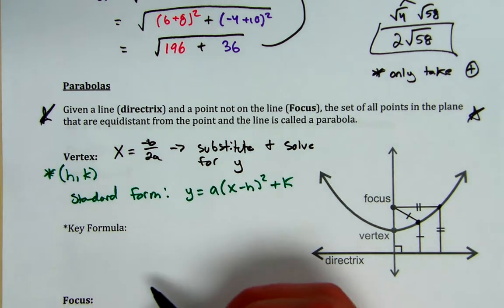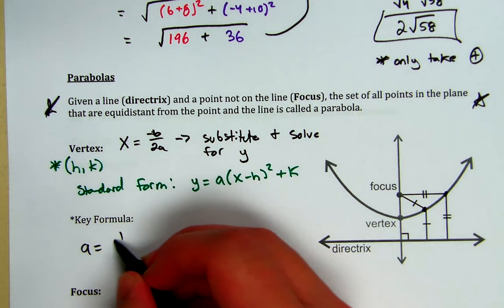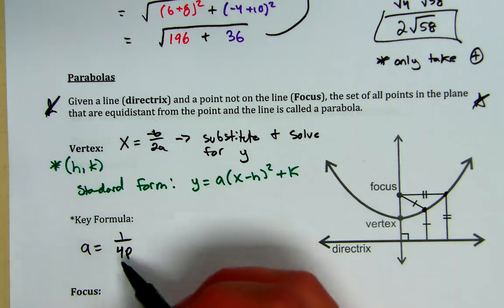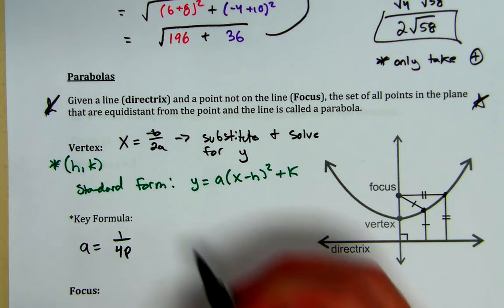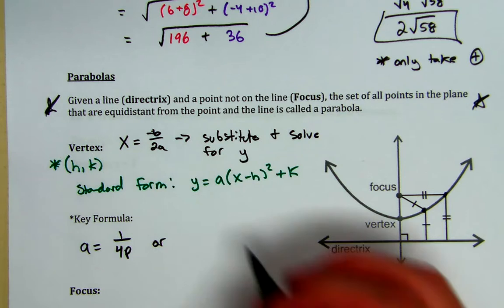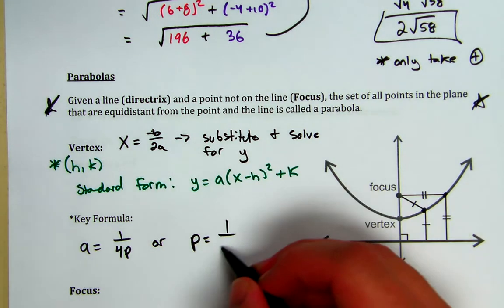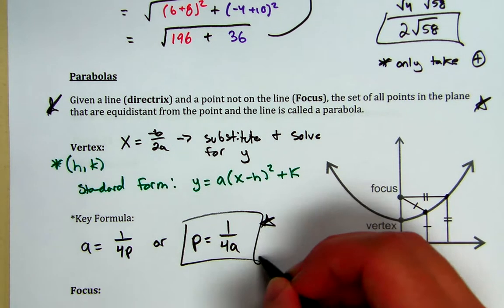Now, the key formula to know here is that a is 1 over 4p, where p is used to find the focus and directrix. Or I invert this around and say we need to find p a lot, so p is 1 over 4a. This is the formula you'll see me use more often.